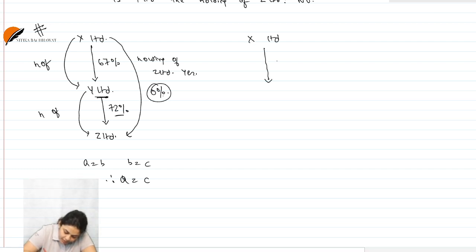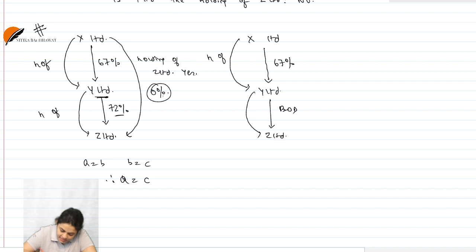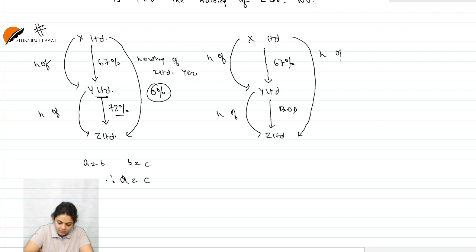X Limited holds 67% of Y Limited. Y Limited controls the composition of the board of directors of Z Limited. So can I say X Limited is the holding of Y Limited? Yes. Can I say Y Limited is the holding of Z Limited? Yes. Can I say X Limited is the holding of Z Limited? It is not directly holding anything, it is not controlling anything. But because Y Limited is the subsidiary of X and Y Limited is the holding of Z, X Limited is also the holding of Z. Simple.